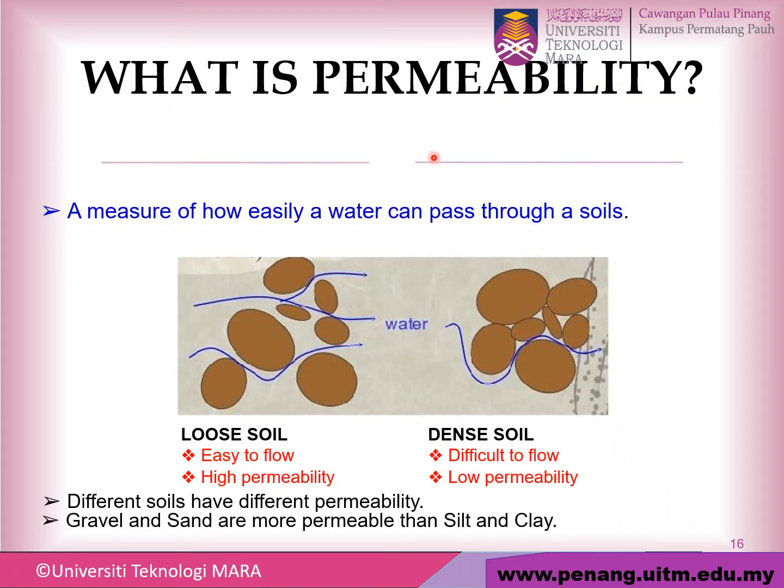Okay, what is permeability? Permeability is a measure of how easily water can pass through a soil. Look at that. This is for loose soil and this one is for dense soil. For loose soil, the water flows easily. For dense soil, it is difficult to flow. Loose soil, high permeability. Dense soil, low permeability, right? Therefore, different soils have different permeability. Gravel and sand are more permeable than silt and clay.